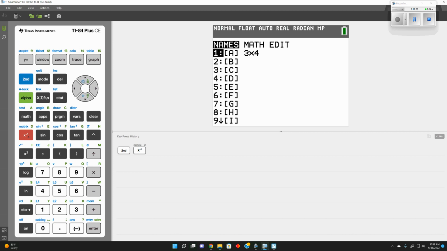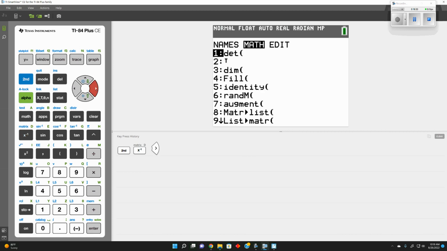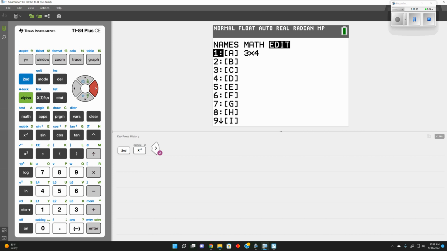Now, what we want to do is input this matrix. We want to edit. So we're going to go over to edit. Now, we have many different matrices we can put in. It's not working. Oh.